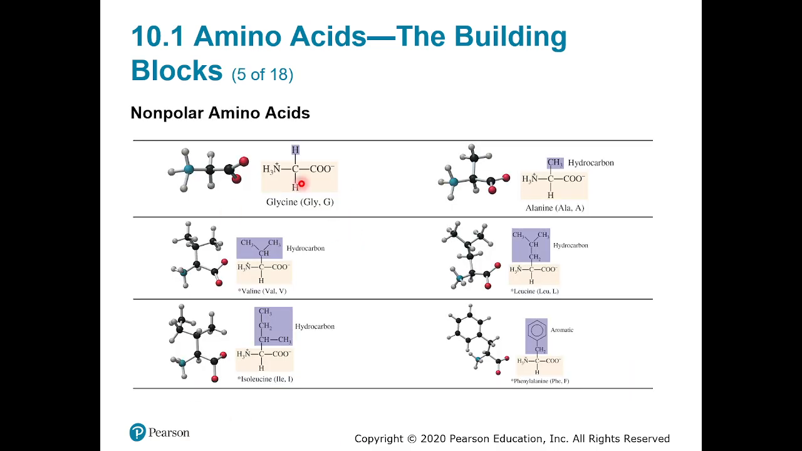Okay, so right here we see a hydrocarbon one. This one has a hydrogen. By the way, does this one right here have chirality? It doesn't. This is the only one that doesn't have chirality, by the way. And so that's glycine. This is the 3-letter abbreviation, and next is the 1-letter abbreviation.